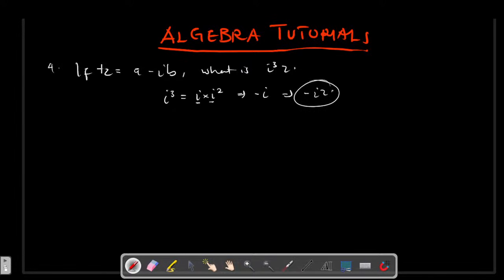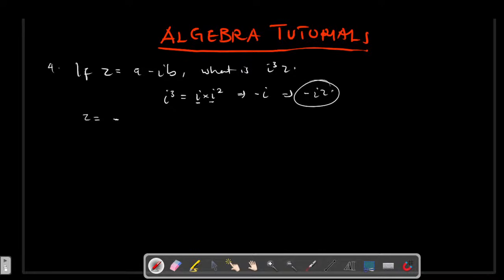So what do I do? My Z is here. If I want negative iZ, I'll multiply negative i by this. I want to find negative iZ, so I'll simply multiply negative i on both sides. So I have negative iZ is equal to negative i multiplying a minus ib.